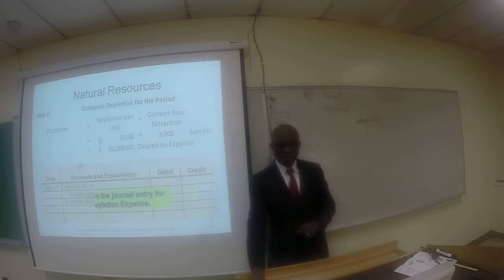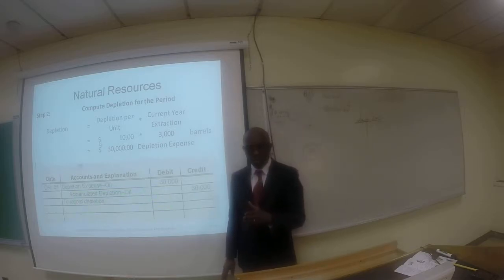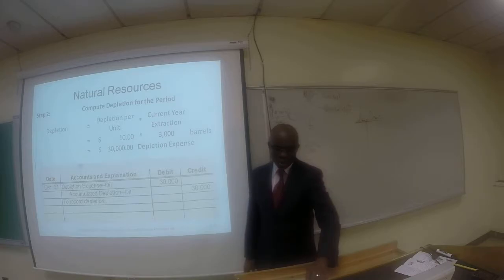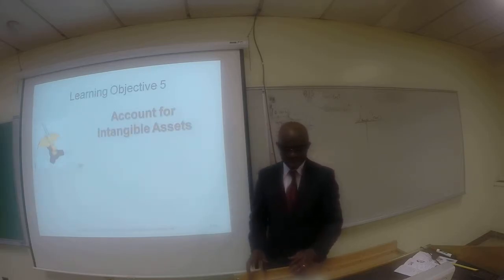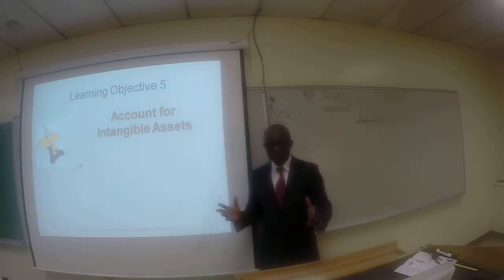So let's take a look at how we make the journal entry. We debit depletion expense for $30,000, and we credit accumulated depletion for $30,000. So that is basically it for natural resources.